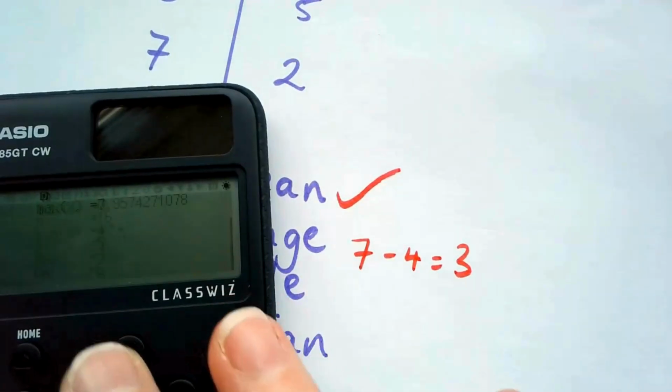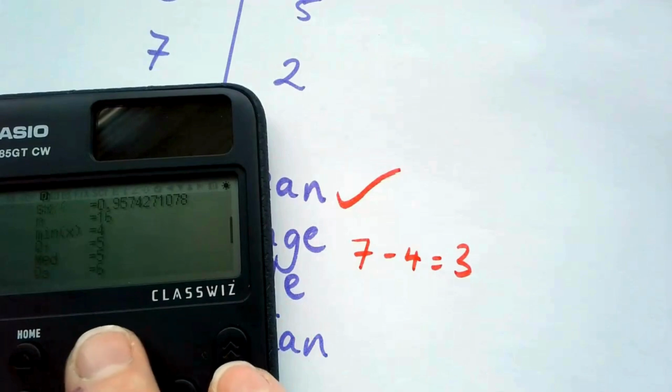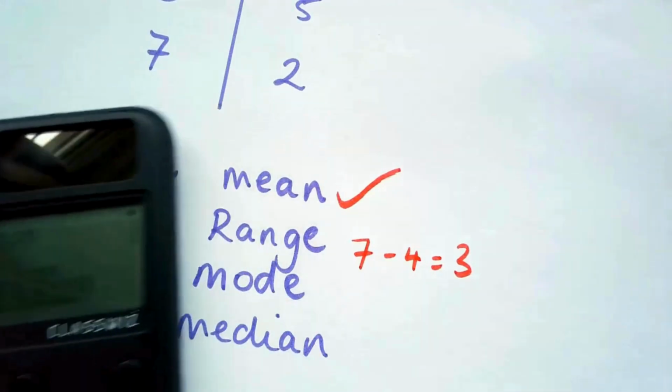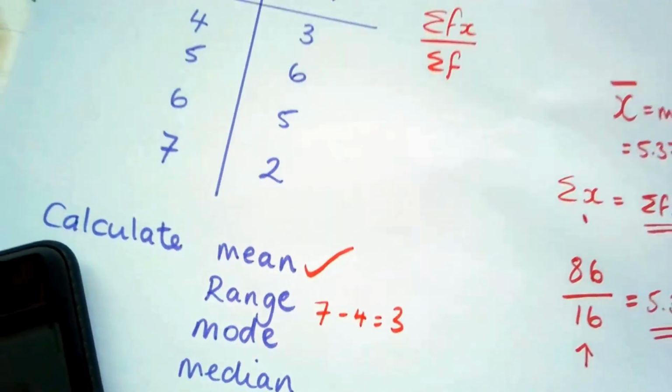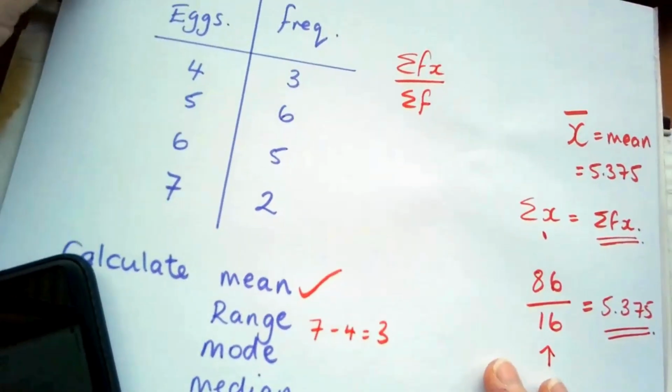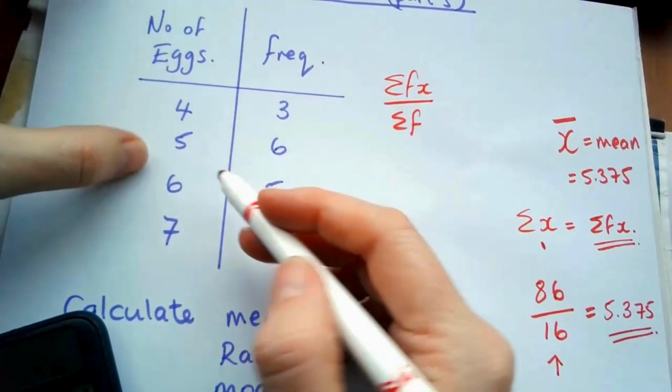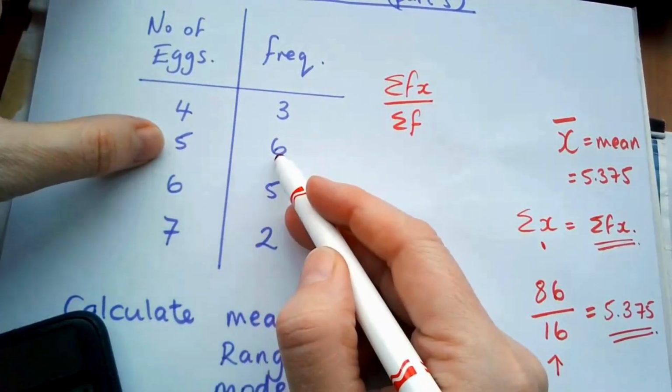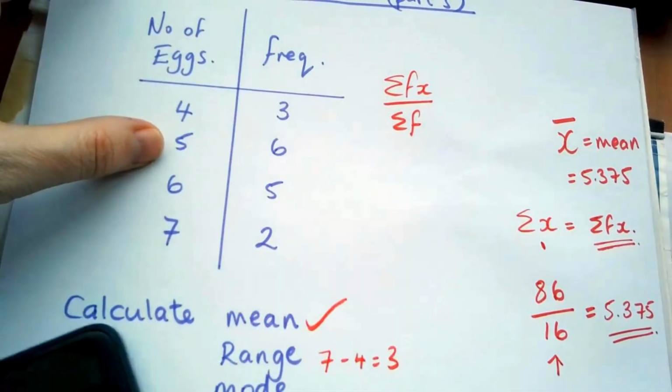And what's the mode? Does it give us the mode? Let's see. I think the mode we might have to work out, but it's the easiest one, I think. The mode would be the greatest frequency. The mode would be 5 because it's got the greatest frequency of 6.